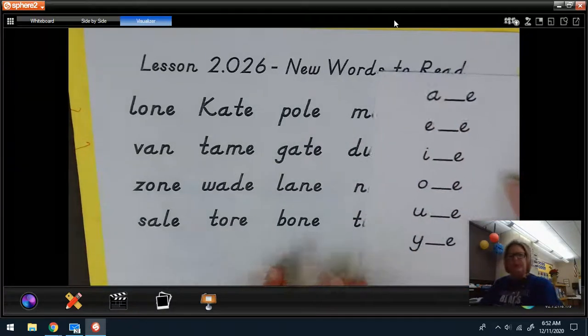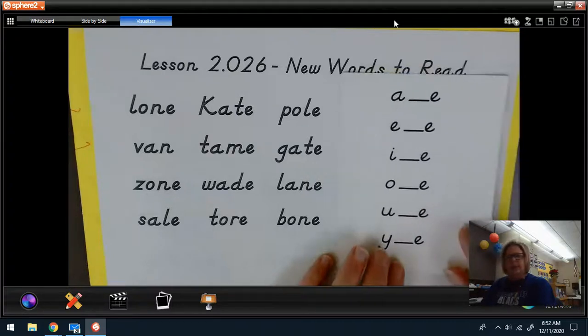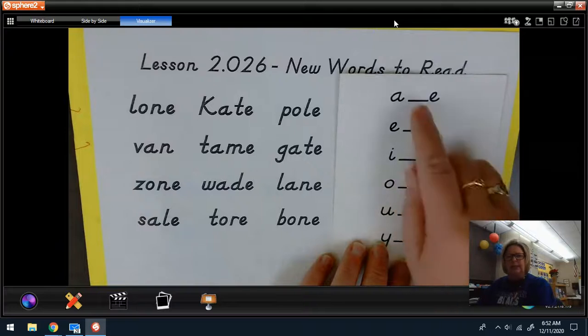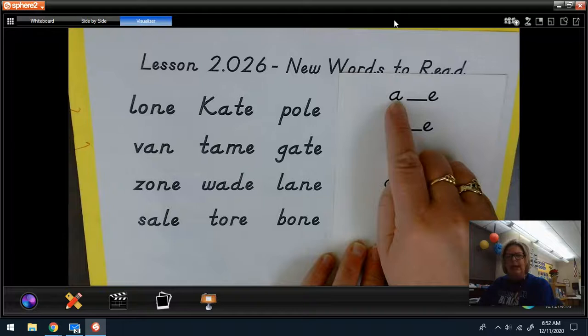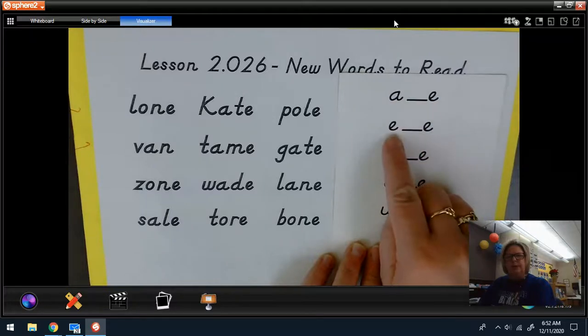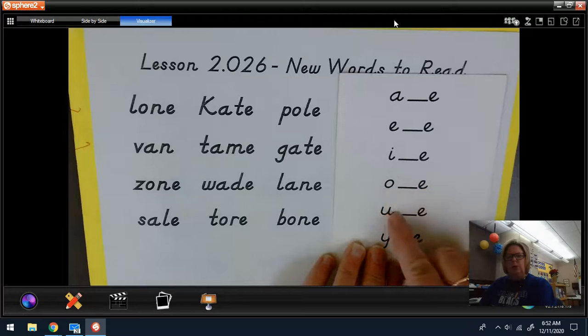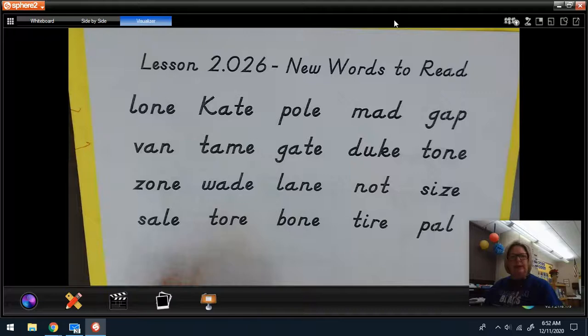A reminder about the Y, because it's a little tricky: if you see Y, consonant, E, the Y makes the I sound. I think one day last week we placed a P as our consonant. If I put P as the consonant for all of these, this sound would be ape. This sound would be eep, ipe, ope, oop, and ipe. All right, let's read these words.